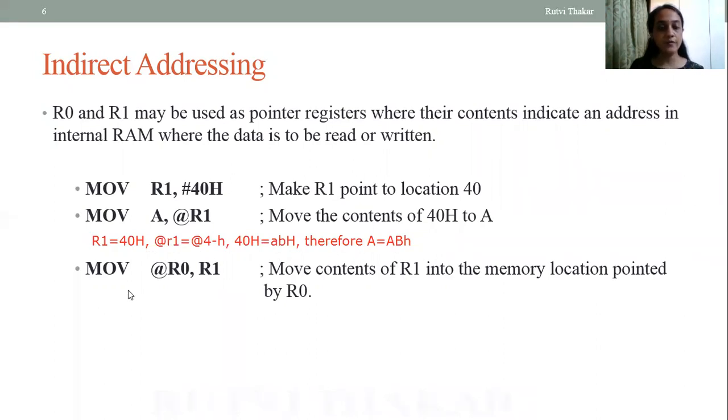I can directly move from one register to another register using the indirect addressing mode. That means MOV @R0, R1. Whatever data is in R1 will be stored in the location which is pointed to by R0. So R0 over here does not act as a data register, it acts as an address register.